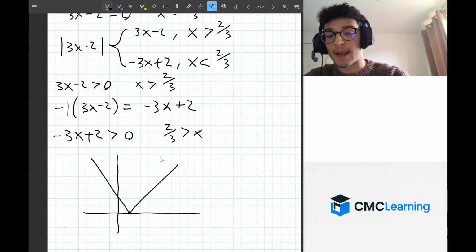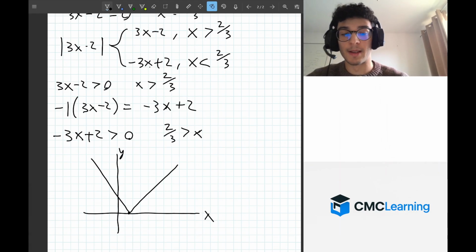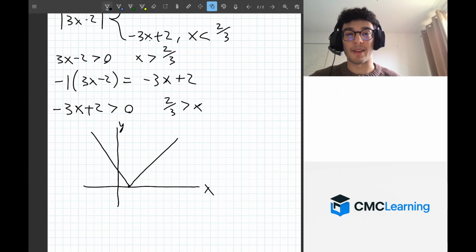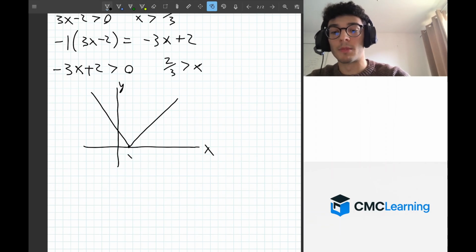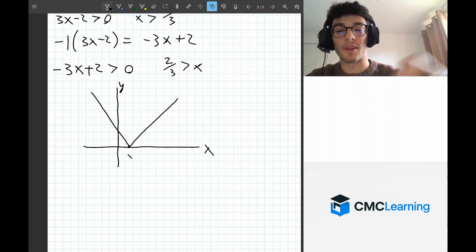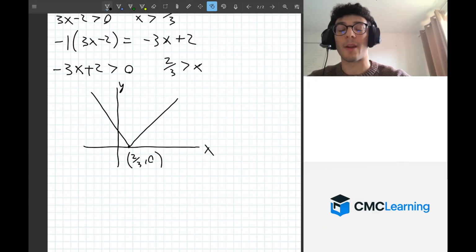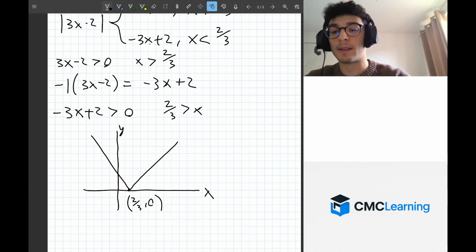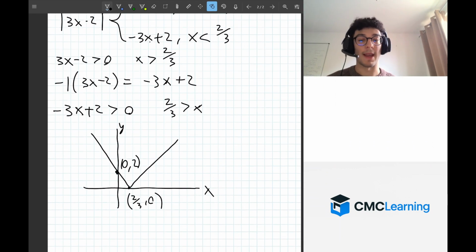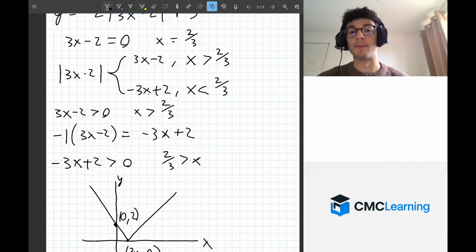We can obviously add our axes, just not to forget. So to add some things here, we have a turning point of x equals 2/3. If we were to write that as a coordinate, 2/3 and 0. And we have a y-intercept for our negative values. This would be at 0, 2. That'll be this point there. Okay, and that would be our modulus function.